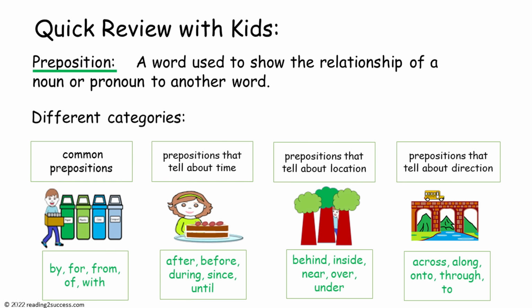Next, do a quick review with kids. In the previous video, what a preposition is and how parents can teach kids prepositions, kids learned that a preposition is a word used to show the relationship of a noun or pronoun to another word. They also learned about the different categories of prepositions: common prepositions, prepositions that tell about time, prepositions that tell about location, and prepositions that tell about direction.